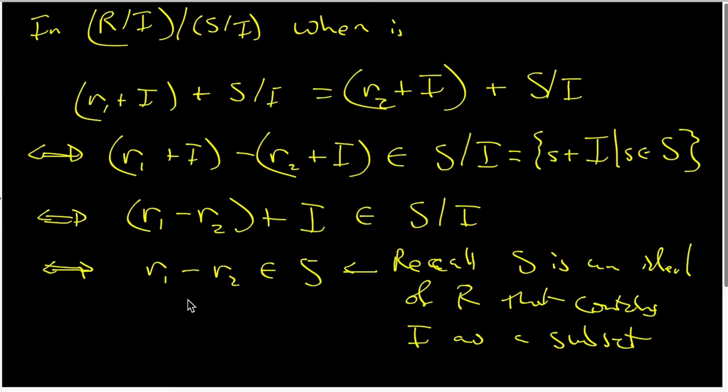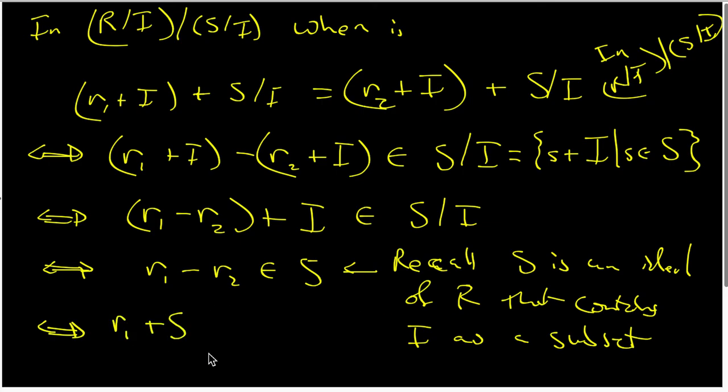So we can go one step further and we can say that these two cosets up here are the same inside R mod I modded by S mod I, if and only if R1 plus S is the same as R2 plus S in the ring R mod S. And that's a fact that is worth stating on its own very, very clearly.